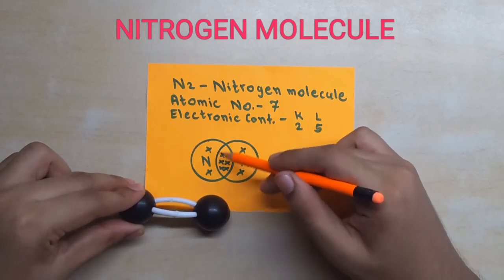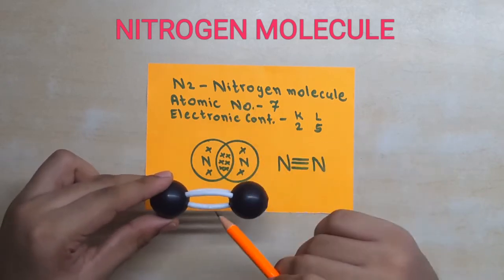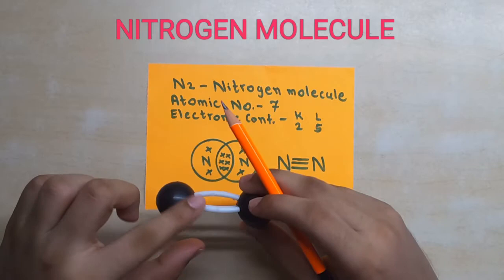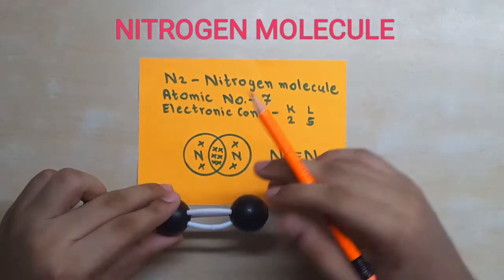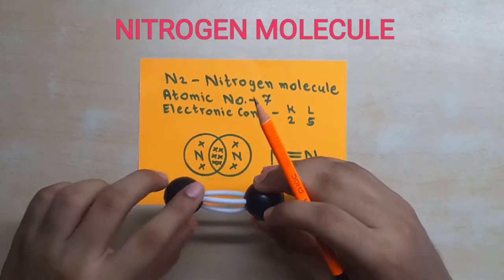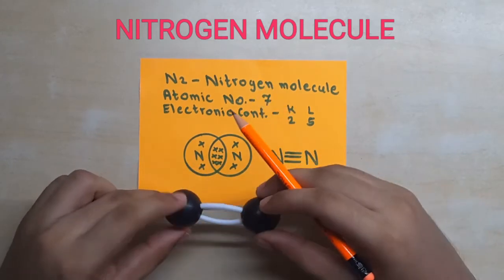So this bonding here is represented by these 3 bonds in 3-dimensional. This is a Lewis dot structure and this is the actual three-dimensional structure of nitrogen gas.